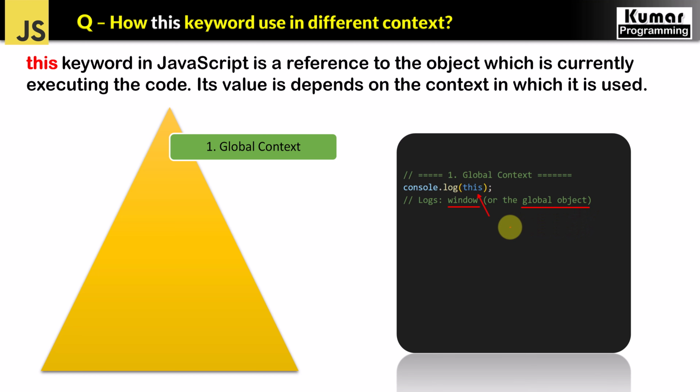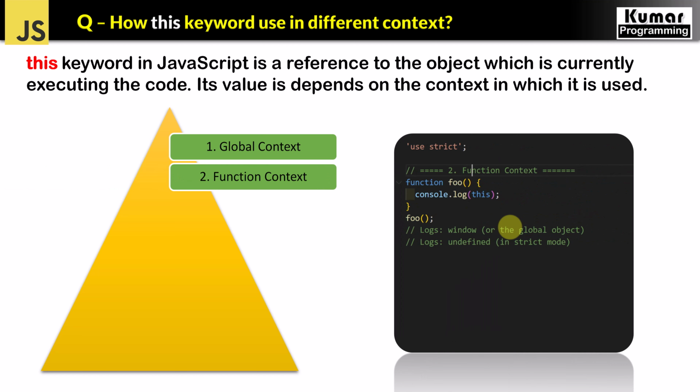And the very next context which we have is function context. Anything written inside a function is known as a function context, right? So here this keyword is used inside a regular function, so this keyword is used under function context. And once we are using this keyword inside a function context, then it's going to return a window object, right? And in case of Node.js, it's returning a global object.